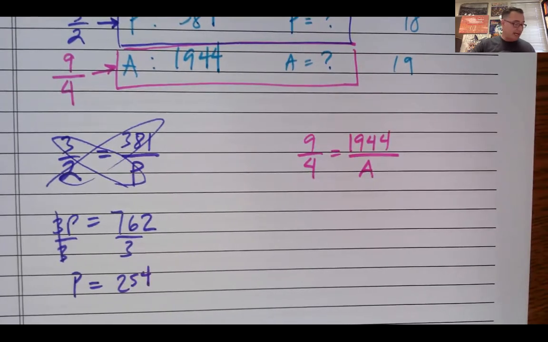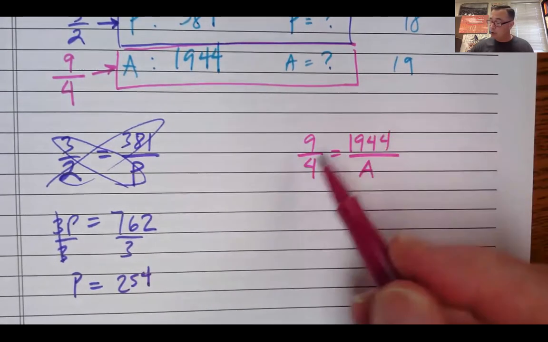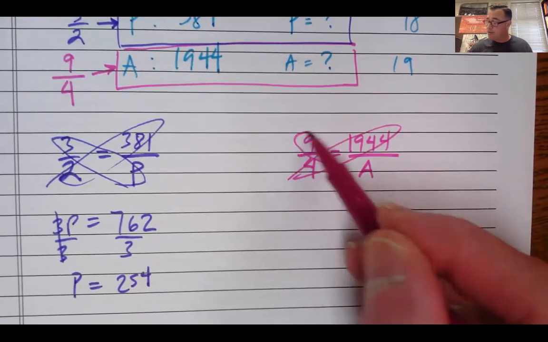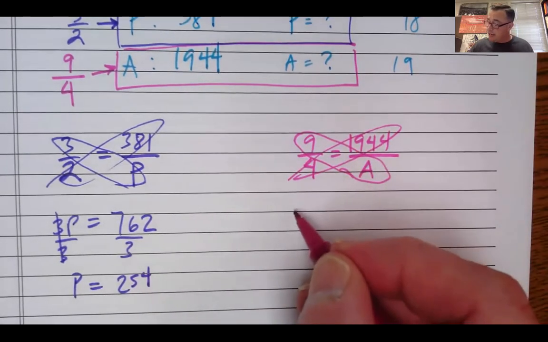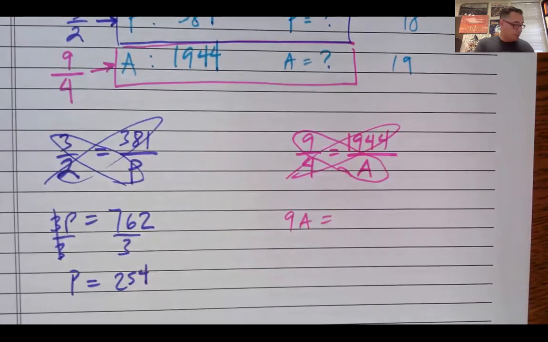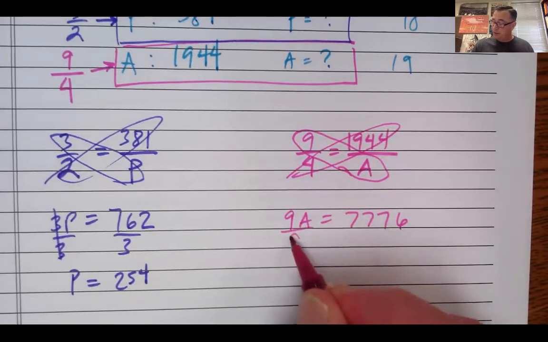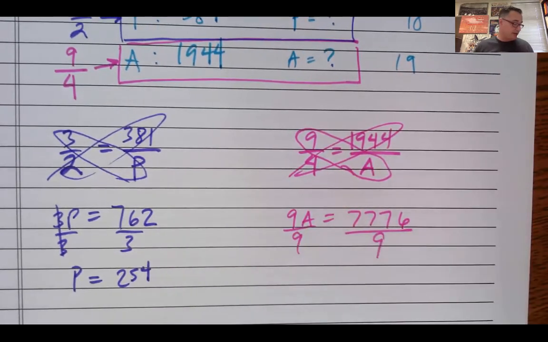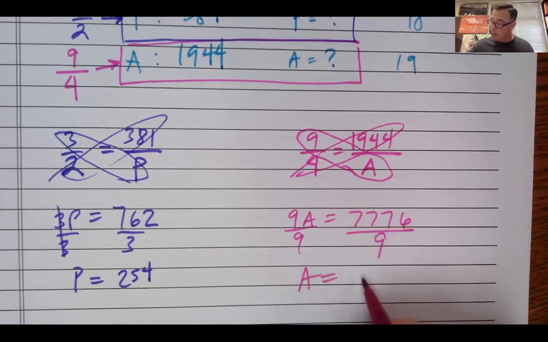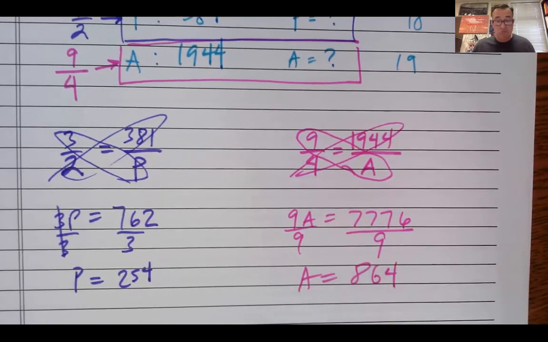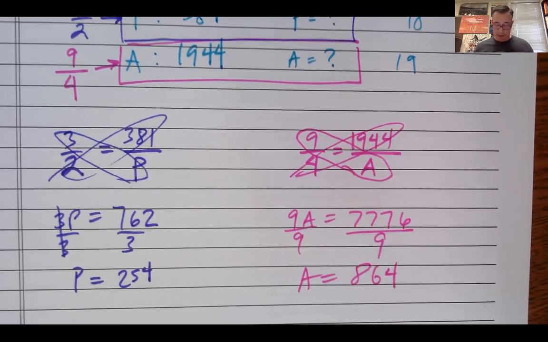Now, if I do that same thing and I cross multiply for my area, the numbers are going to be a lot bigger. So we're going to get that 9A is equal to 4 times 1944, which is 7776. That's kind of fun. Divide them all by 9. Let's see if we get a nice happy whole number for this one. We do. The area is equal to 864. That's all we got to do. That's problem 18. That's problem 19. How you feeling?